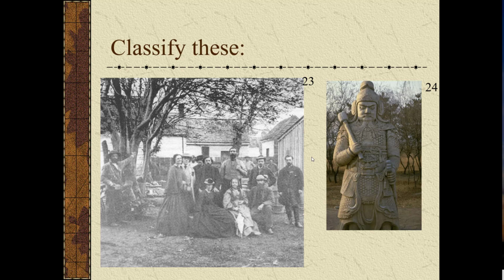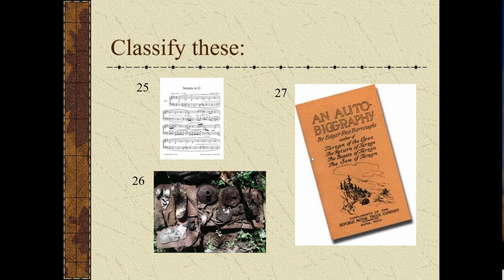Just a few more. Number 25 is a song. Number 26 are objects or artifacts. Number 27 is an autobiography.